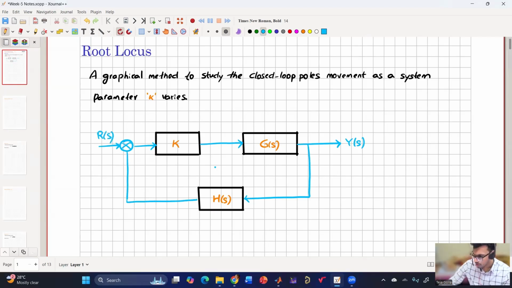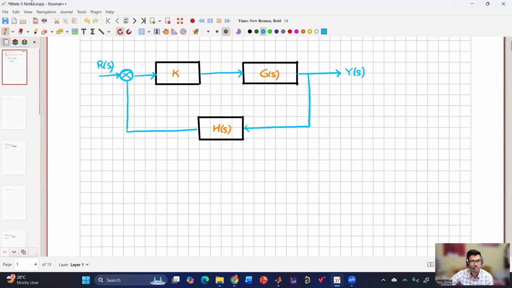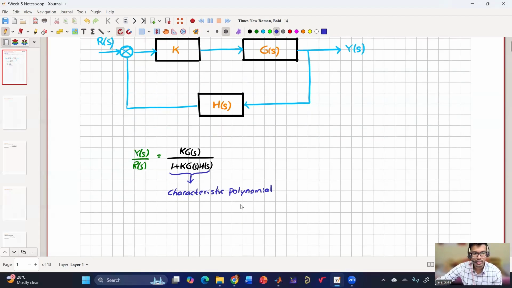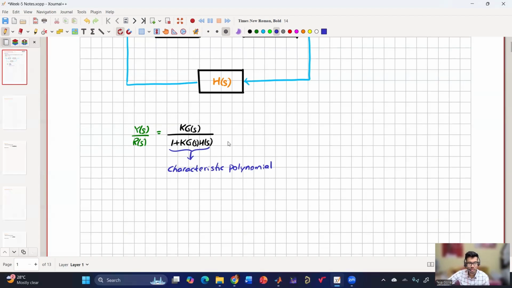Say R(s). Now, if we check the closed loop transfer function from the input to output, what will it be? It will be k G(s) divided by 1 plus k G(s) H(s). As explained in the previous classes, this is the characteristic polynomial. We are now understanding the roots of this characteristic polynomial, which will define the stability of the system.